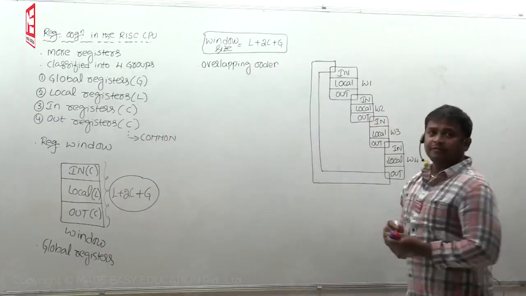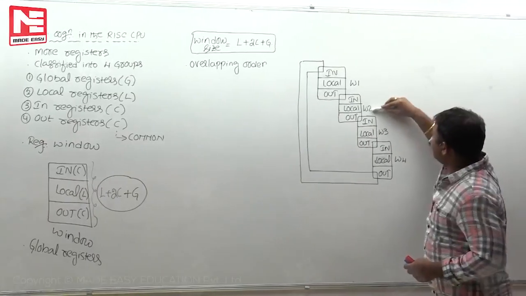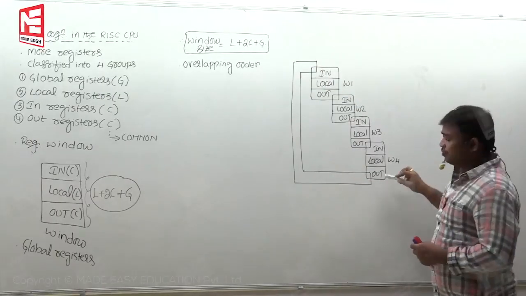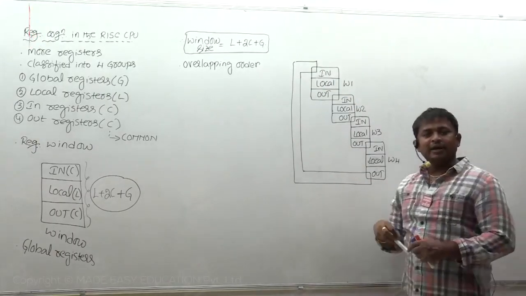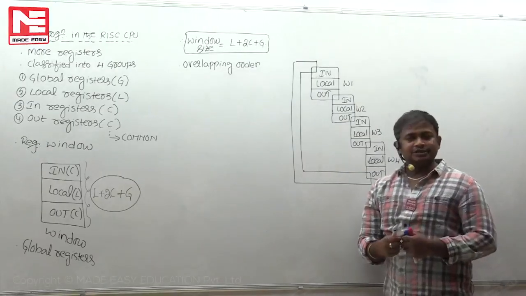Now this is the complete overlapping. See, 2 is overlapping with 1, 3 overlapping with 2, 4 overlapping with 3, and 1 overlapping with 4. Complete overlapping. Like this, windows are overlapped in the RISC system.